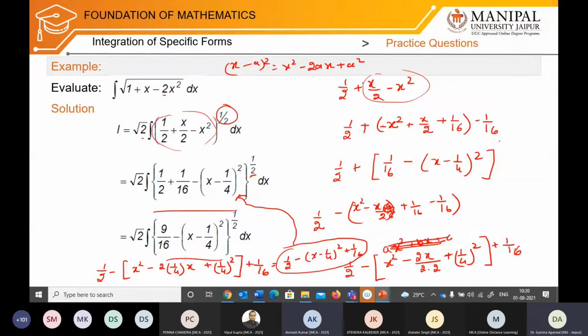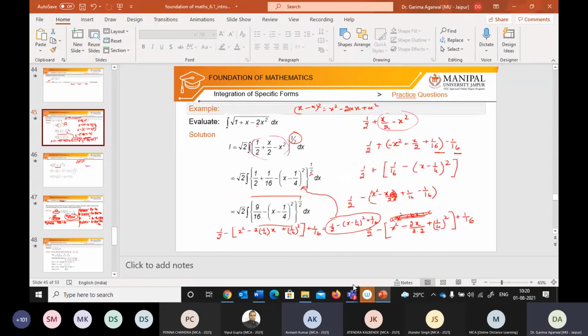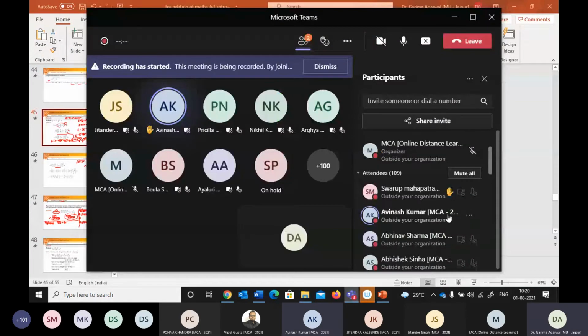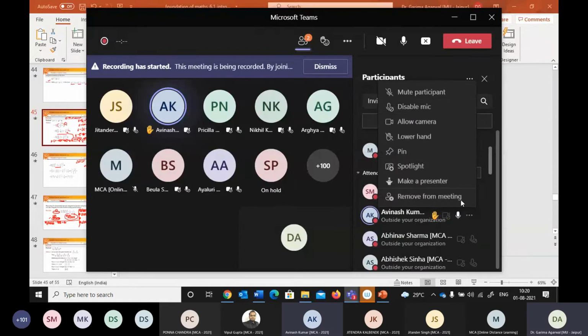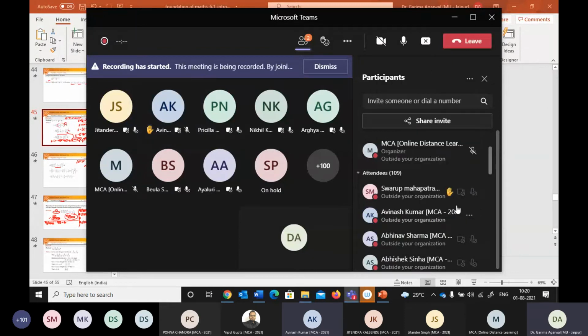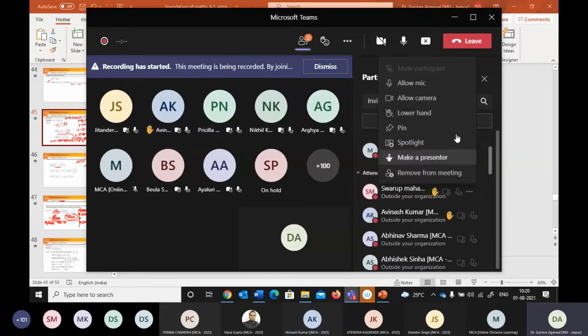So basically in the question you need to identify what the value of a will be, and then you need to add and subtract a square. Am I clear? Yeah. Okay, thank you. Thank you. Thank you. Yes, Swaroop, you want to ask something?